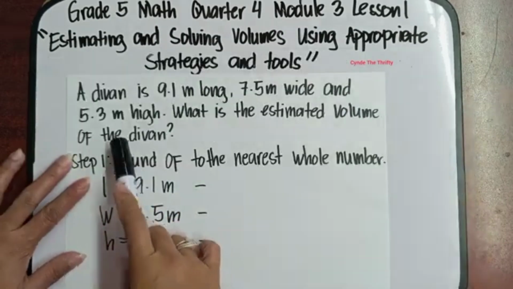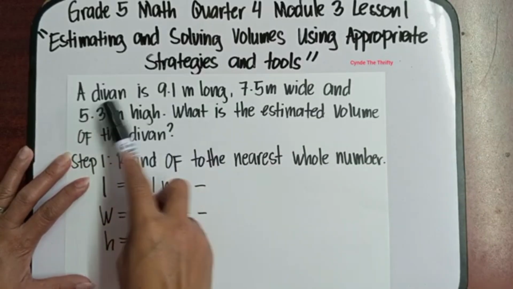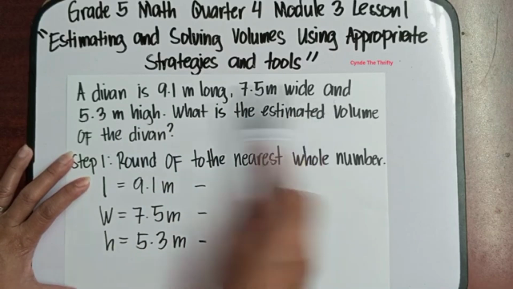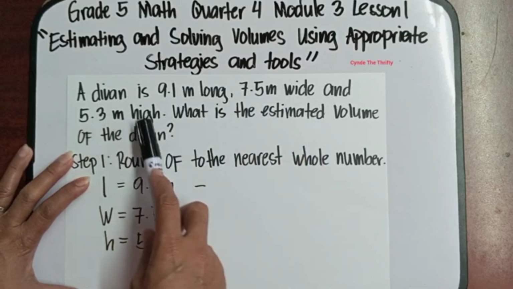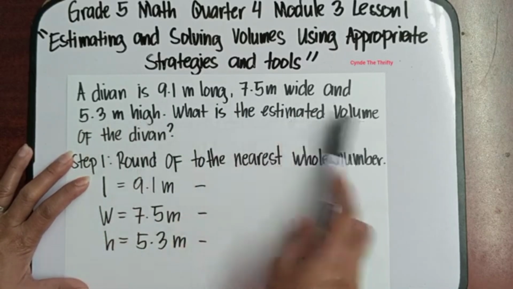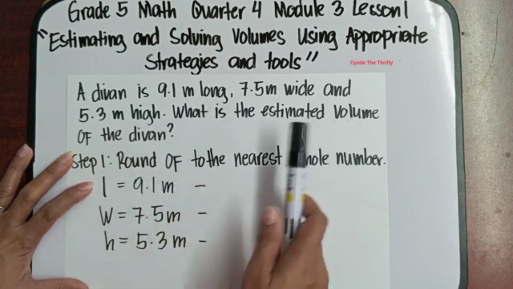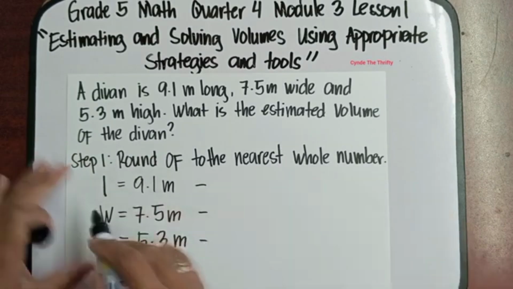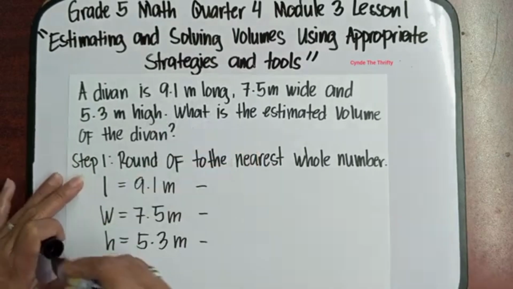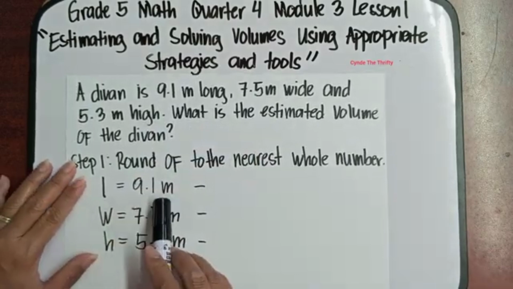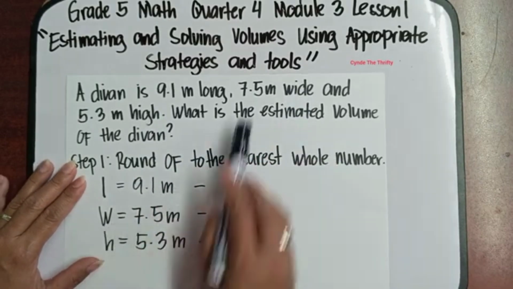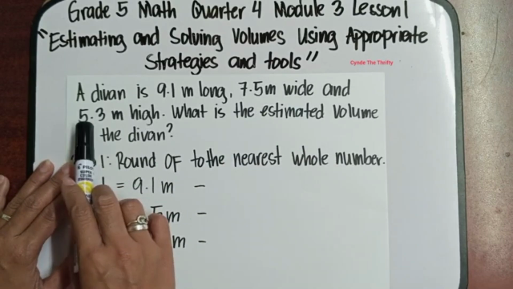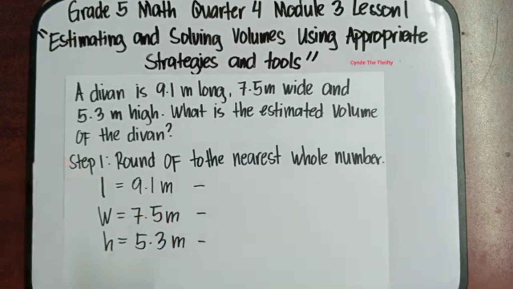Another example tayo para mas maintindihan talaga natin. A divan is 9.1 meter long, 7.5 meter wide, and 5.3 meter high. What is the estimated volume of the divan? Step 1 natin is round off to the nearest whole number. Ang length niya is 9.1 meter. Wide is width, that is 7.5 meter. And then high is height, that is 5.3 meter. So, i-estimate natin siya.